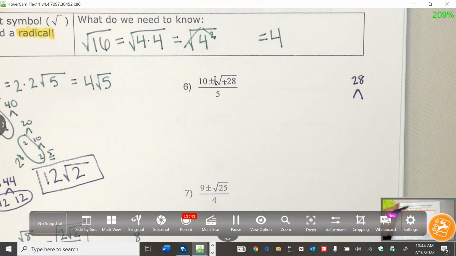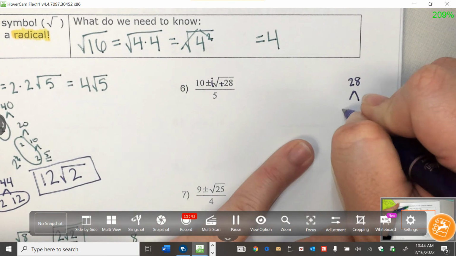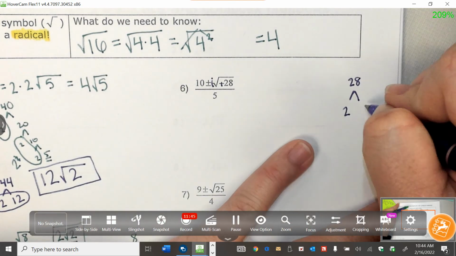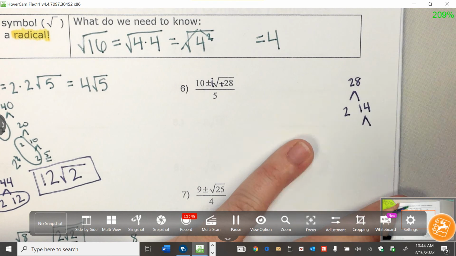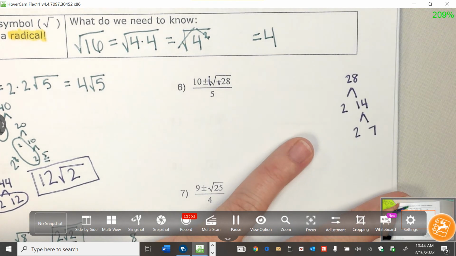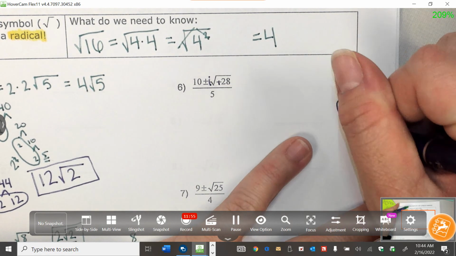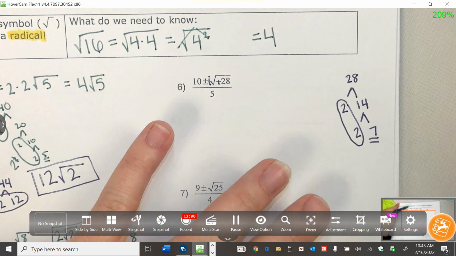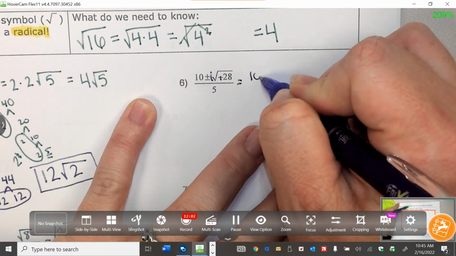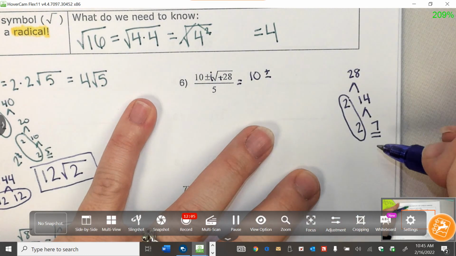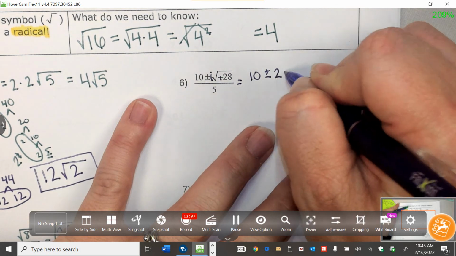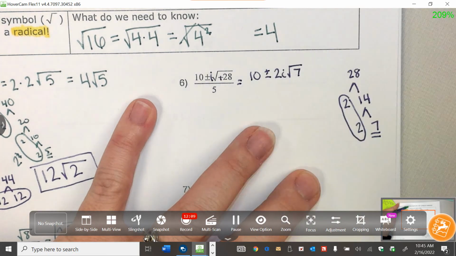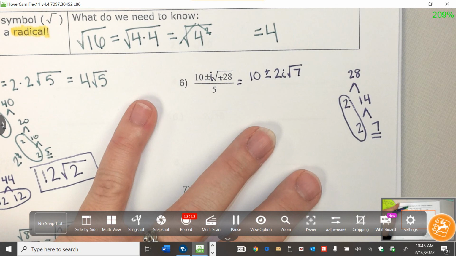Does 2 go into 28? How many times? Does 2 go into 14? 7 times. Well, 7's prime, so I'm done. So I have a pair, and I have a leftover. So when I rewrite this, I have 10 plus or minus, and the way you write it when it has a pair is 2i square root of 7. The i should be between the number and the radical. It should always be right in front of the radical.